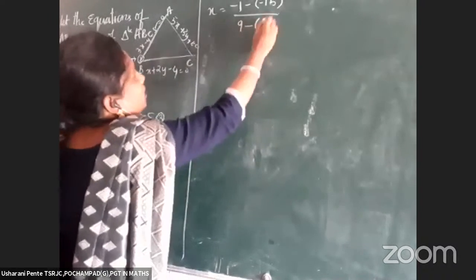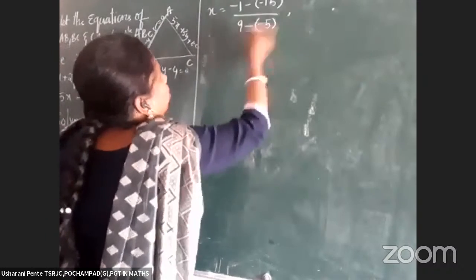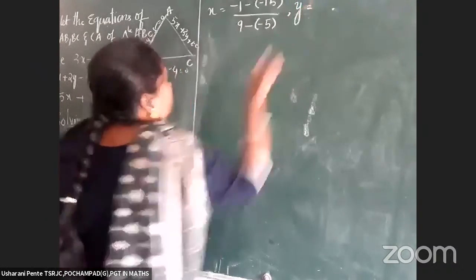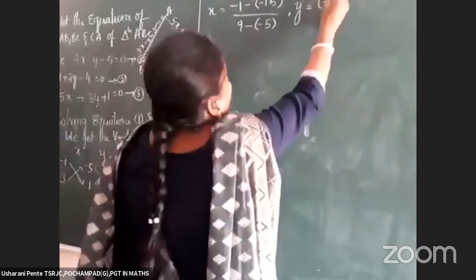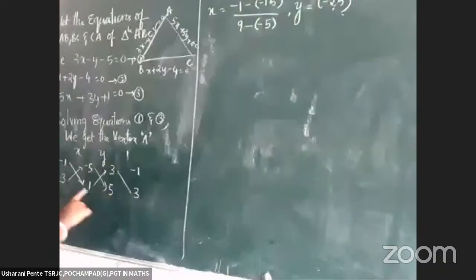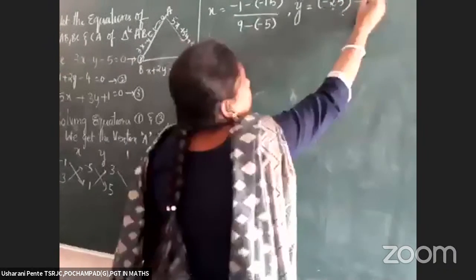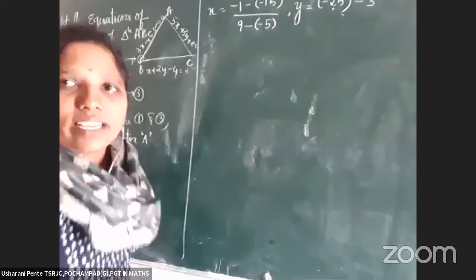-1 into 5 is -5, comma, and how can we get y? Y we will get by multiplying this. That is -5 into 5 is -25. -3 times of 1 is 3.